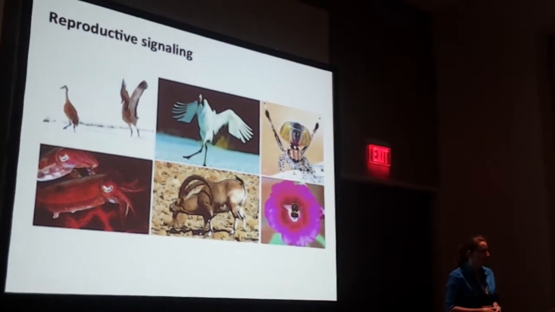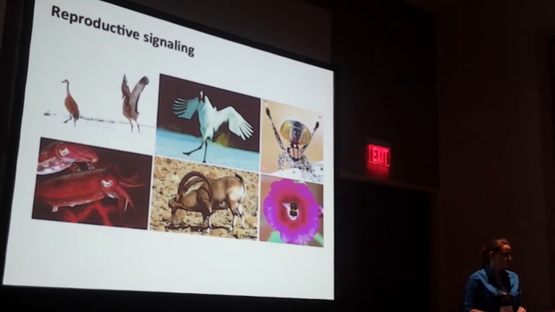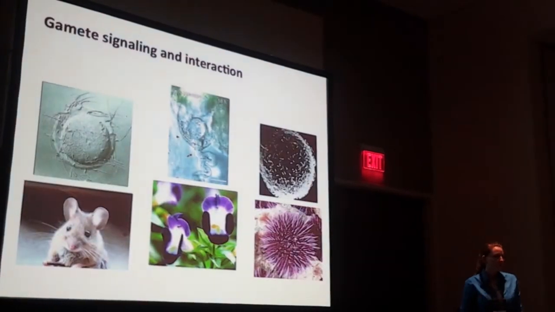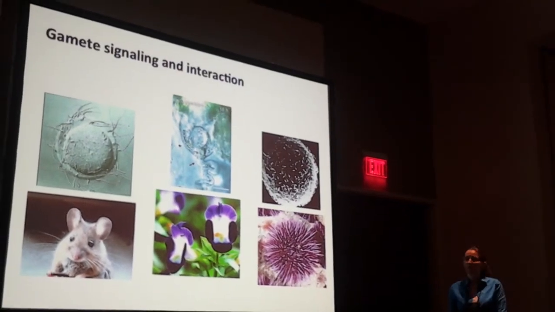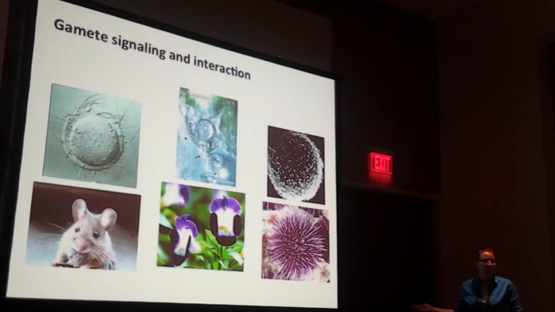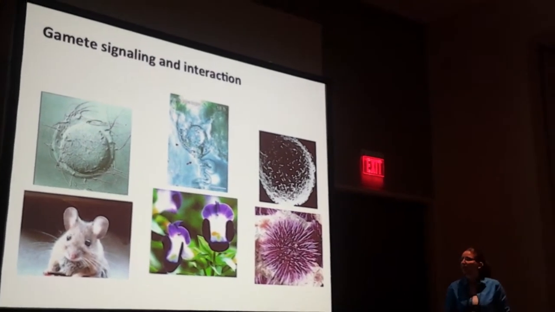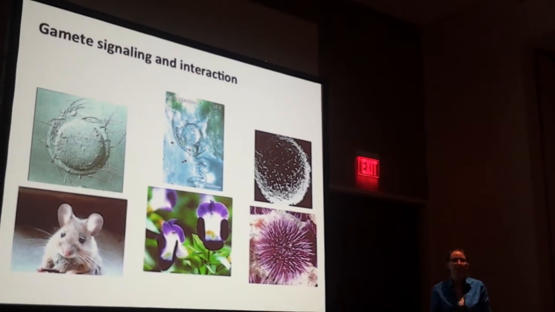how this signaling facilitates sexual reproduction and also contributes to reproductive isolation. Specifically, I'm interested in reproductive signaling between the male and female gametes. Now, most of this work has been done in external fertilizers like sea urchins, but a lot less is known about how this mechanism works in internal fertilizers such as angiosperms.